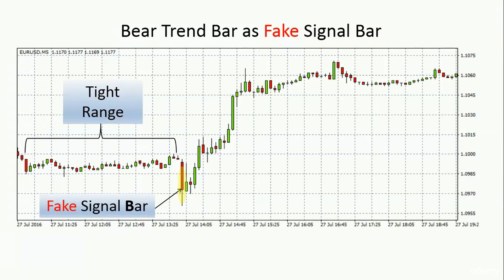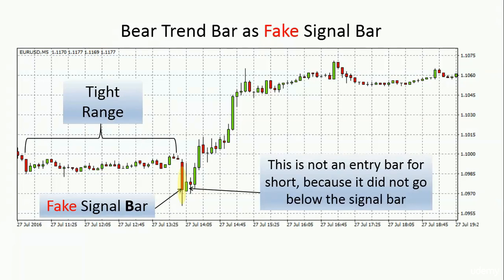That's why I always recommend that you wait for an entry bar that goes beyond the signal bar before entering your trade. This entry bar didn't go below the signal bar, and if you placed your sell stop order just below the signal bar, it would not be triggered.